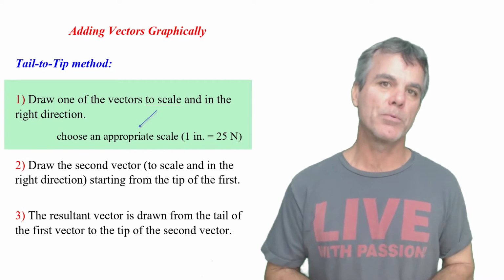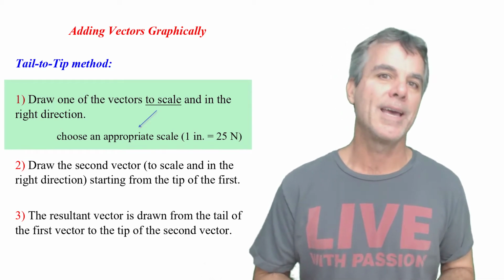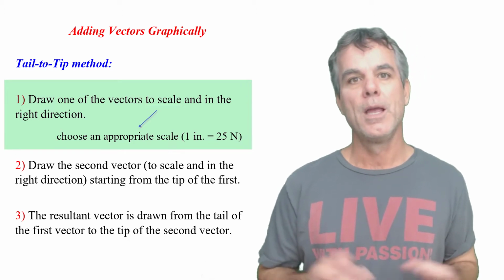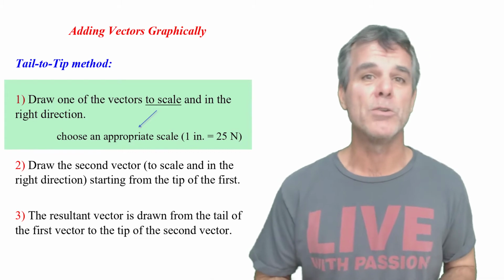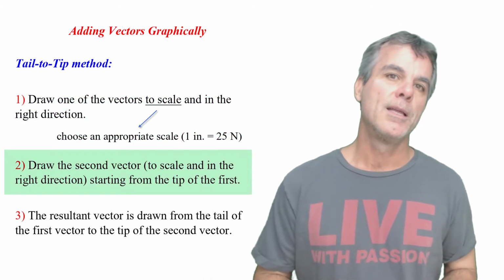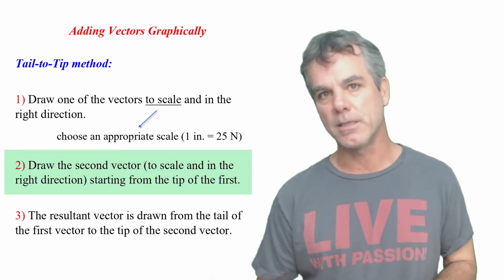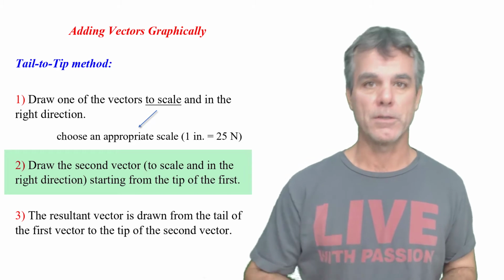So I would choose an appropriate scale to make drawing the vector easy. So for example, let's say I had a 100 Newton force vector. I would choose a scale like maybe 1 inch equals 25 newtons, and then I would draw that force vector 4 inches long. Step 2, draw the second vector, again to scale and in the correct direction, starting from the tip of the first vector.